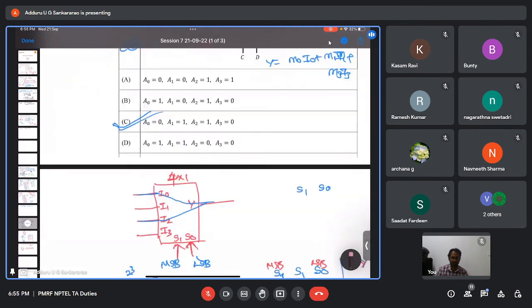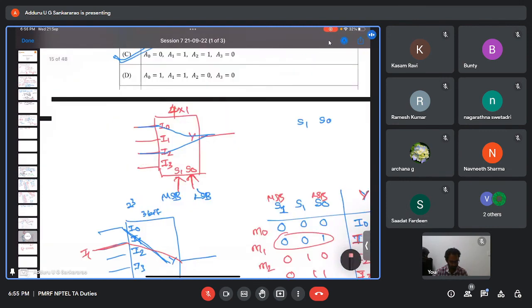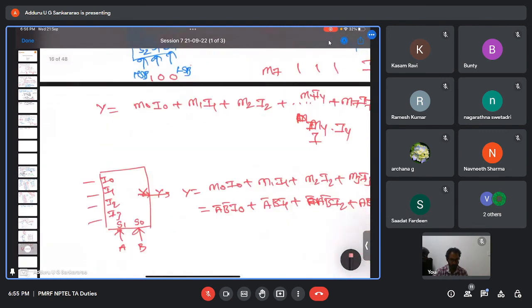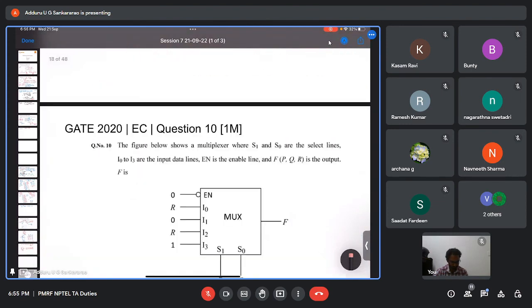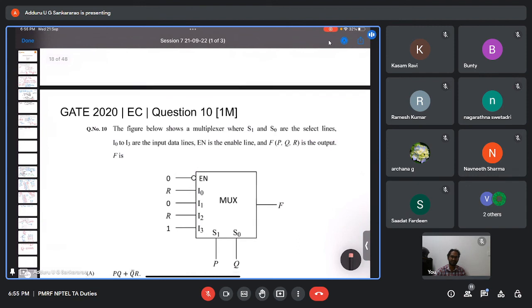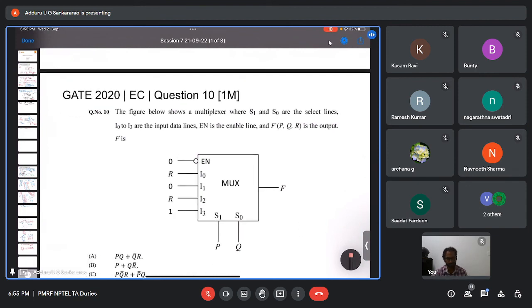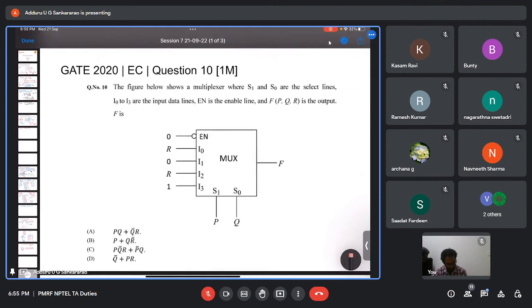If you don't have any doubts, we will move on to the next question. This is also a similar question. This was given in GATE 2020 ECE for 1 mark, a multiplexer question only. You can do this. The one thing here is that all the options are given, and we don't have any zero.